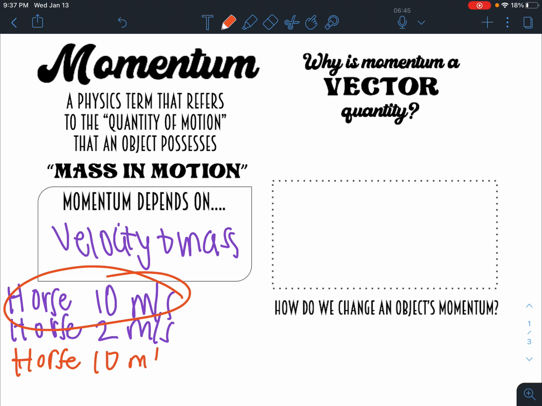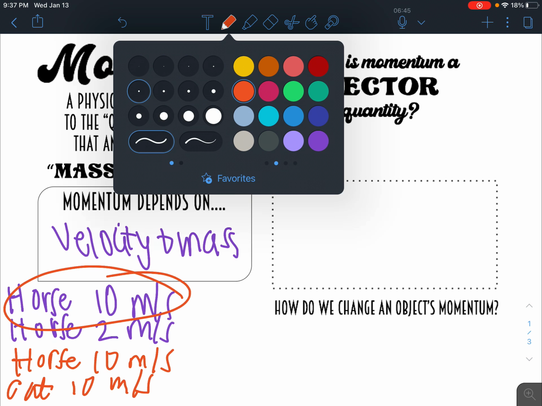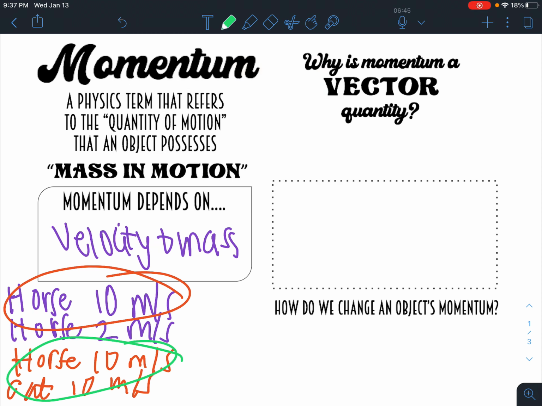Now let's think if we have a horse moving at 10 meters per second, and a cat moving at 10 meters per second. Which one is going to have the greater momentum? Yep, that is definitely going to be the horse in that situation because it has a greater mass. So you have one horse with a greater velocity and another with a greater mass.